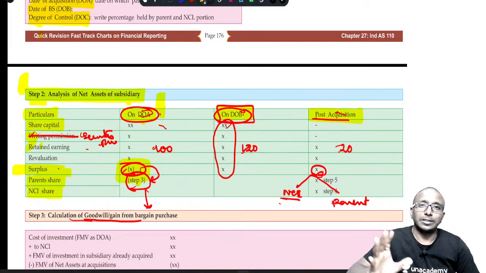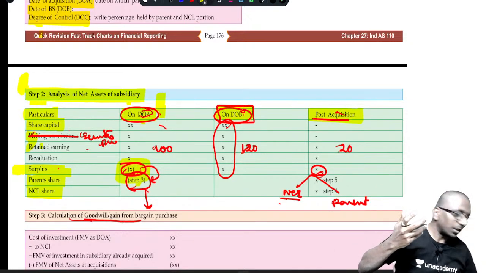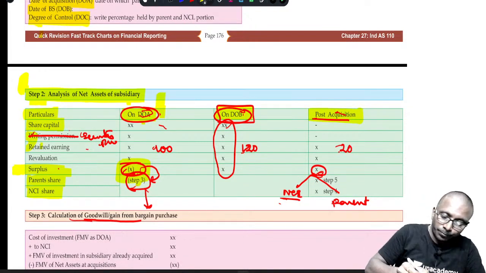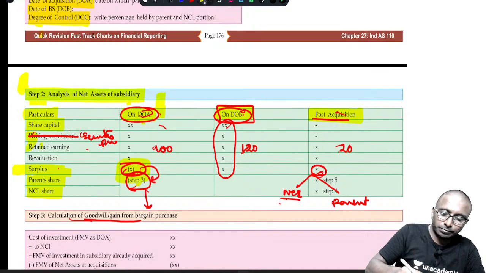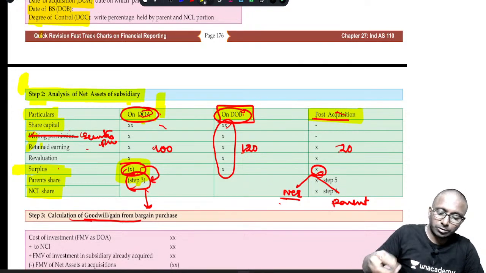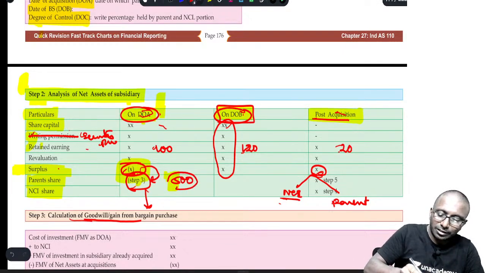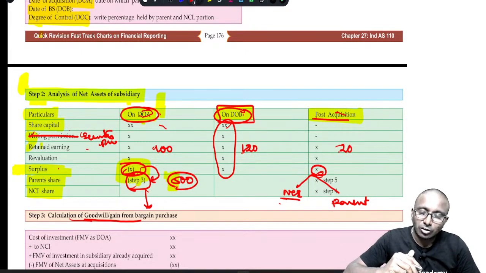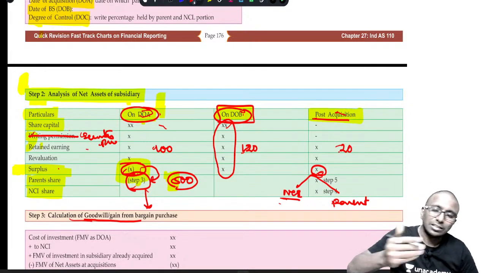Fair value adjustment. If I write fair value adjustment, then that will be more than sufficient. Correct. Now that 500 I will be incorporating as on the date of acquisition. Yes, 500 I will be incorporating here. Then automatically it will come to exactly that. Got it? Yeah, that is the basic thing. Actually, it's easy in this way.